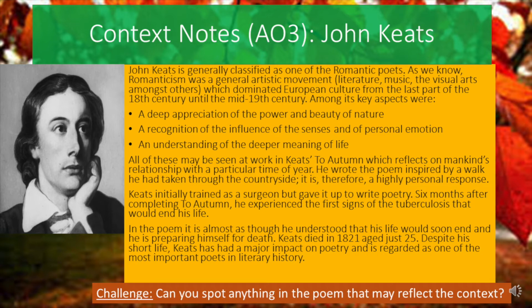So all of these may be seen at work in Keats' To Autumn, which reflects on mankind's relationship with a particular time of year. He wrote the poem inspired by a walk he'd taken through the countryside, that we said before. Therefore, it's a highly personal response. Keats initially trained as a surgeon, but gave it up to write poetry. 6 months after completing To Autumn, he experienced his first signs of tuberculosis that would end his life. In the poem, it's almost as though he understood that his life would soon end and he's preparing himself for death. Keats died in 1821, aged just 25.